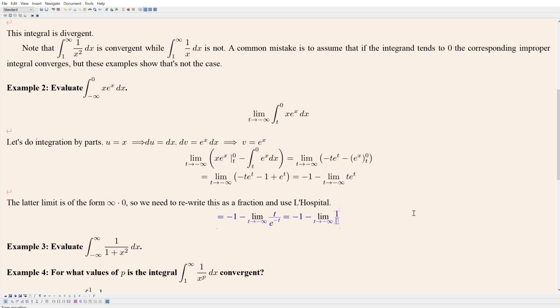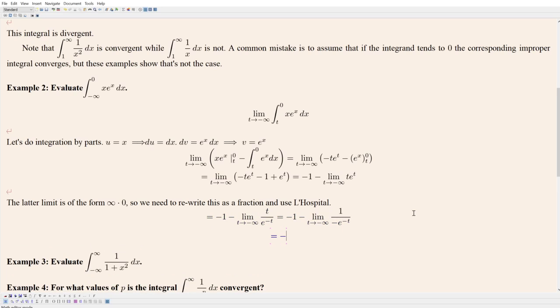So the derivative of t is 1, the derivative of e to the negative t is negative e to the negative t. So minus minus becomes plus.